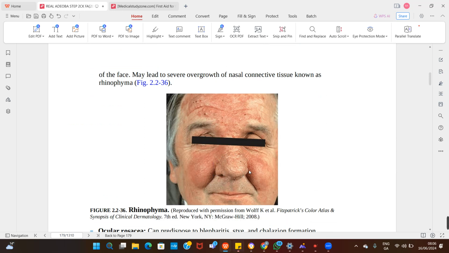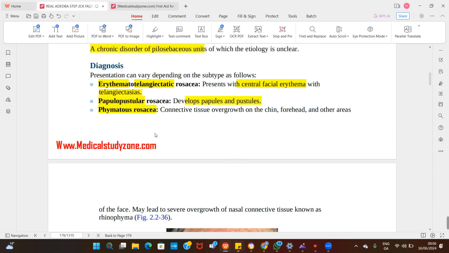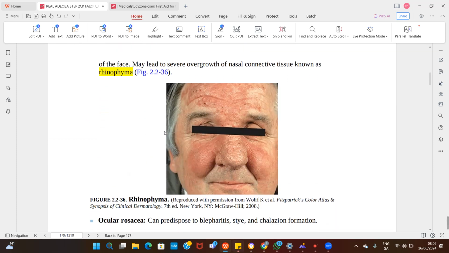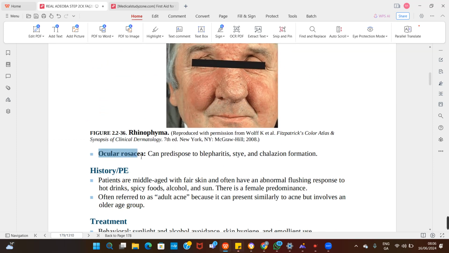So if the question says that there is bulbous enlargement of the nose, you know that they are talking about the phymatous rosacea, and this is due to overgrowth of connective tissue in the chin, the forehead, and the nose, particularly the nose causing rhinophyma. What's the last form? The last one is the ocular rosacea.